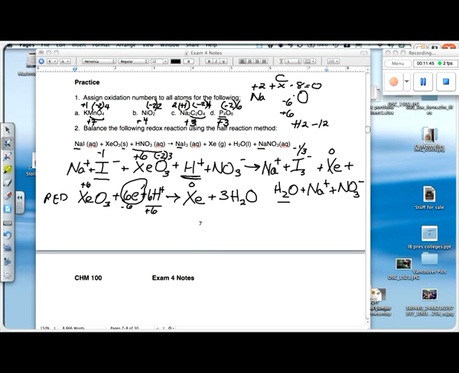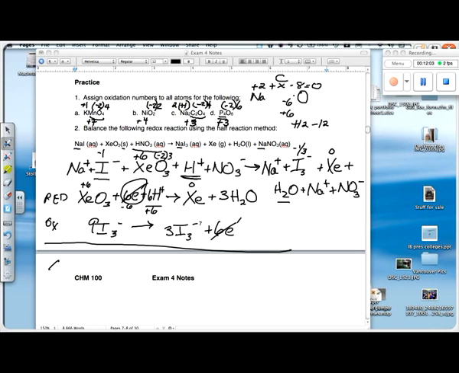Alright, so oxidation. 9 I minuses goes to 3 I3 negatives plus 6 electrons. Alright, so when I add these two half reactions together, the electrons cancel, and that's all that cancels.